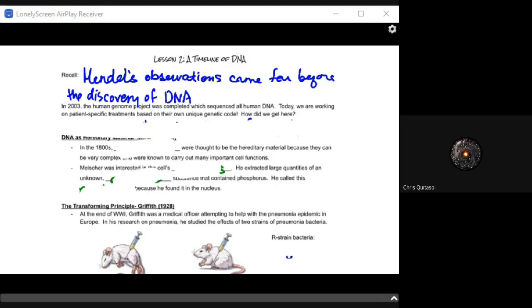In 2003, the Human Genome Project was established and then completed. As a result, it sequenced all human DNA, front to back. Not every person's DNA, just DNA as a whole. And so we can use that understanding of the sequence of human DNA to treat patients based on their own unique genetic code. It's quite interesting to consider that we got there largely because of our understanding of the discovery of the structure of DNA.